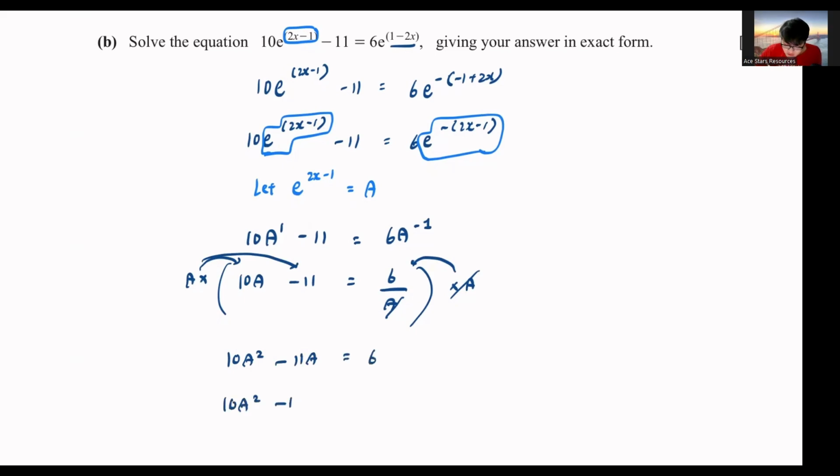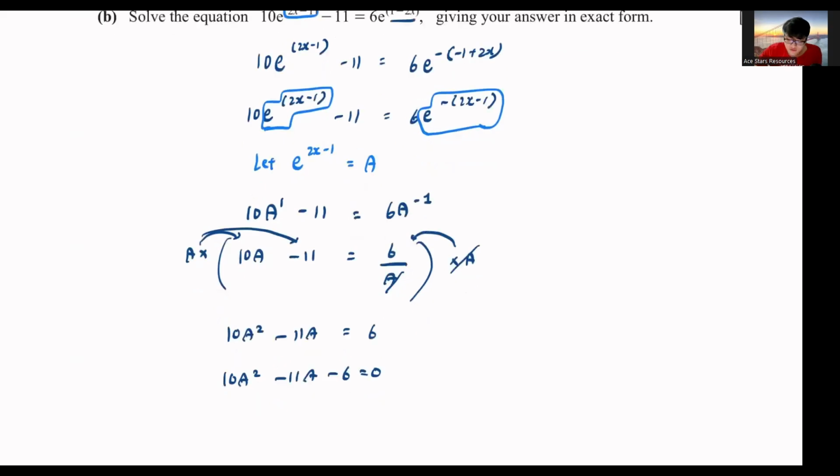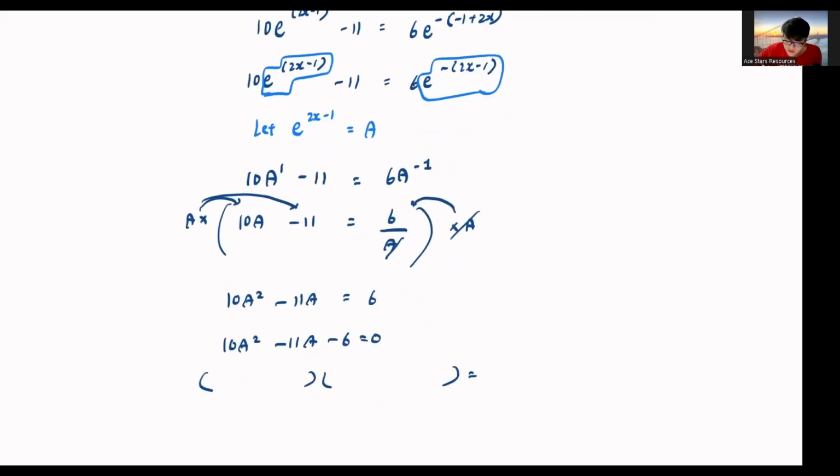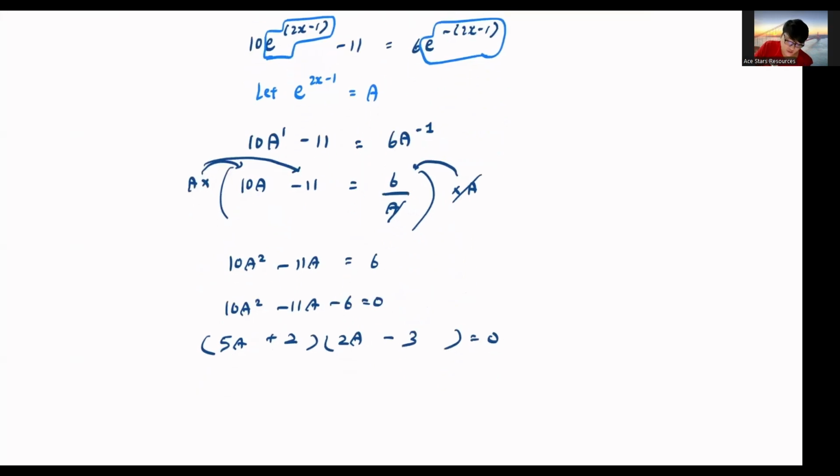So yay, you are solving quadratic equations here. How do we get 6? 5, 2, then 6. So we can put minus 3, plus 2. That's going to give us 11, right? So 5 times 3. Yep, that's going to give us the answer. 5a plus 2 is equal to 0, or 2a minus 3 is equal to 0. So a is equal to minus 2 over 5, or a is equal to 3 over 2.